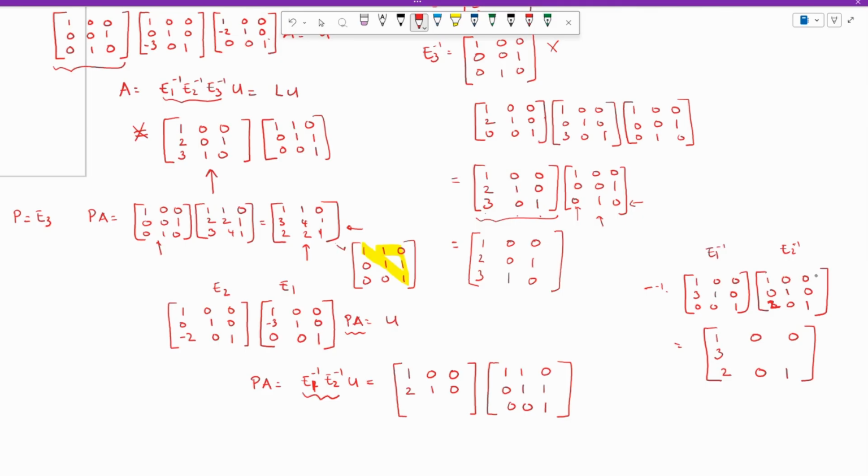Okay, it's 3 times this row plus 1 times this row. 3 times this is 3, 0, 0, 0, 1, 0. So that means if you add these two, 3, 1, 0. Lower triangular. So you have 3, 1, 0.